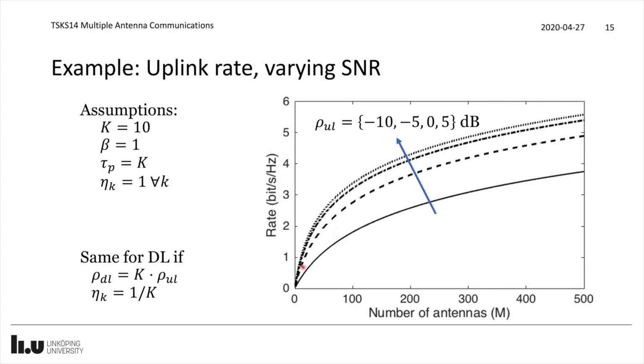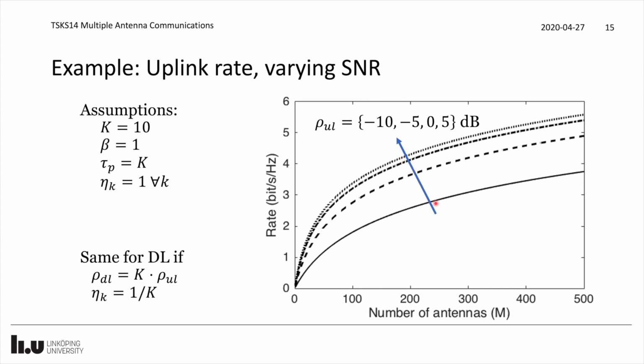And we are considering maximum ratio processing, and we are changing the number of antennas here. And we have 4 different curves representing different signal-to-noise ratios. Because I've normalized beta to be 1, rho uplink is actually the signal-to-noise ratio. The lowest curve is when rho uplink is minus 10 dB. Then we have minus 5 dB, 0 dB, and 5 dB. So as we are increasing the SNR, we get a larger rate for the user.